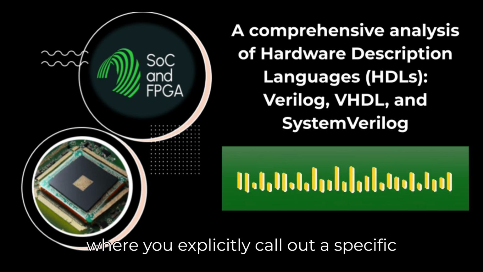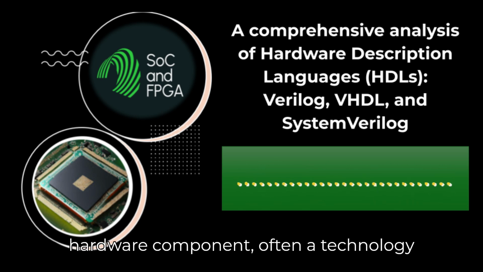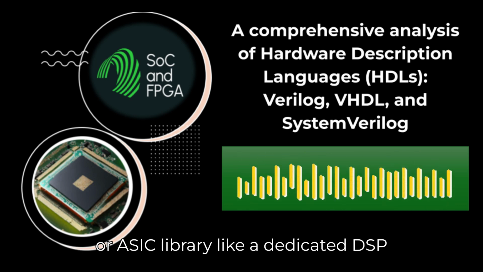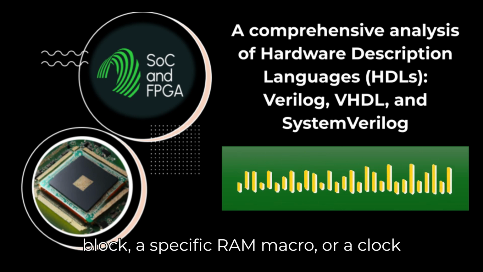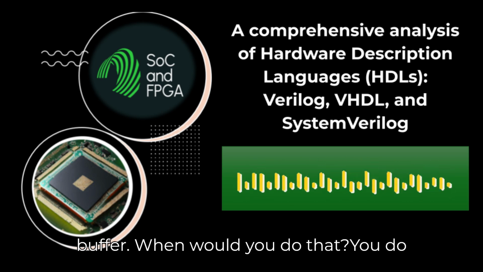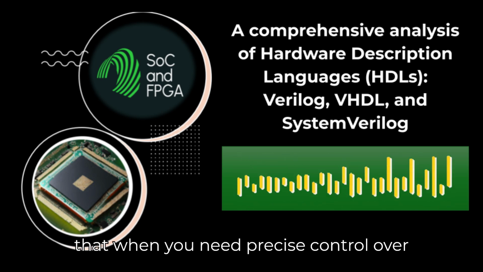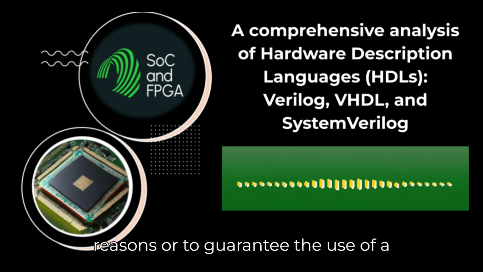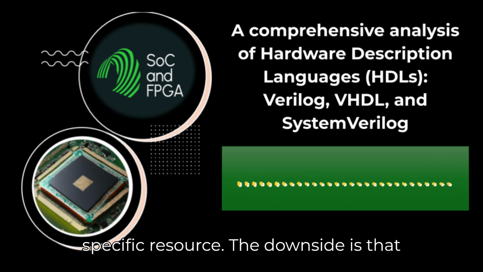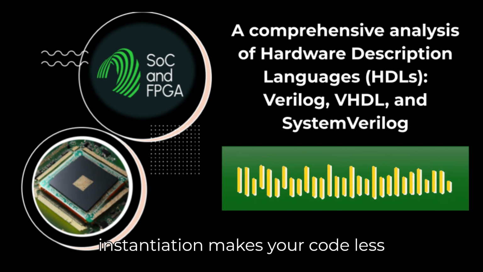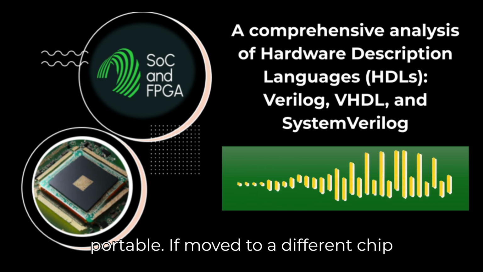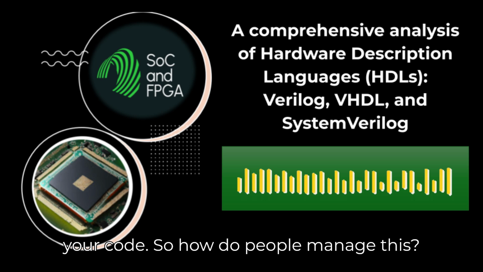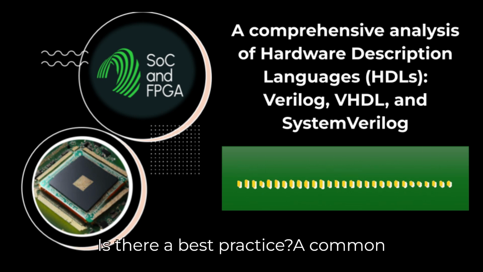Instantiation, on the other hand, is where you explicitly call out a specific hardware component, often a technology-specific primitive from the FPGA vendor or ASIC library, like a dedicated DSP block, a specific RAM macro, or a clock buffer. When would you do that? You do that when you need precise control over the implementation, maybe for performance reasons or to guarantee the use of a specific resource. The downside is that instantiation makes your code less portable. If moved to a different chip family or vendor, that specific primitive might not exist and you'll have to change your code. So how do people manage this? Is there a best practice?